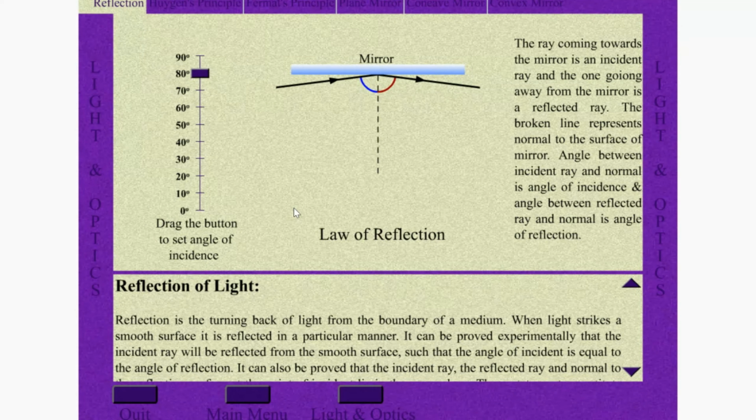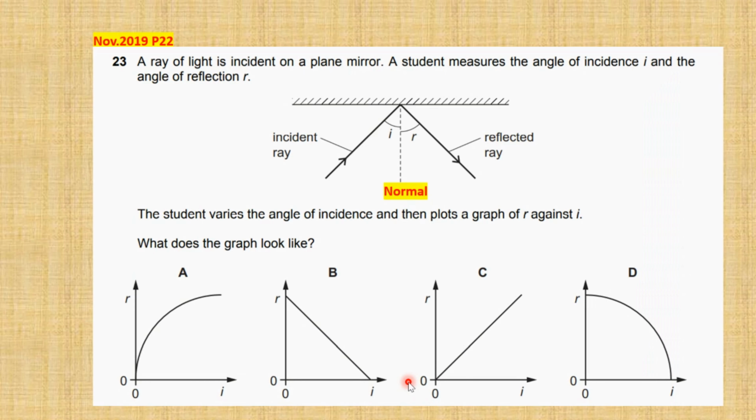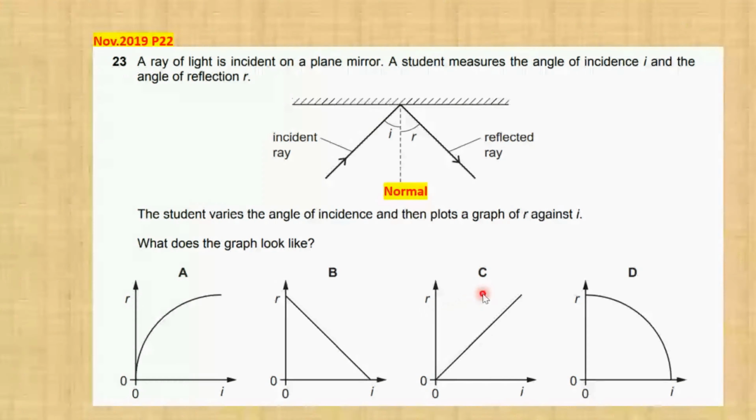According to the previous illustration, the change in the angle of reflection is constant, or steady, with the increase in the angle of incidence. So there is a straight line passing through the origin. So the correct answer is C.